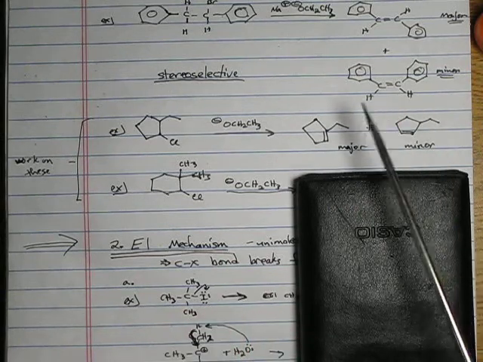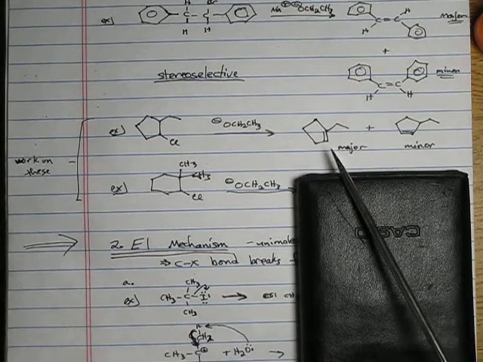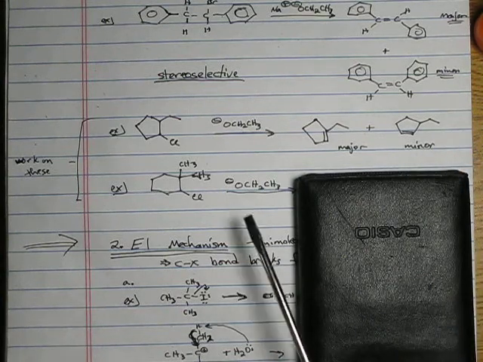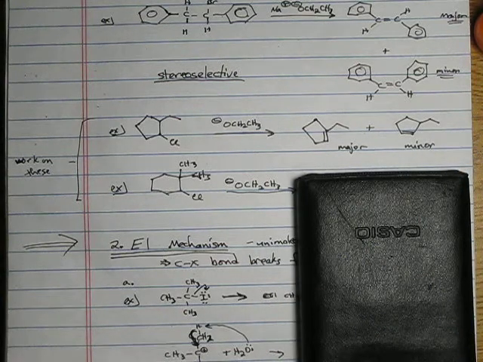Note that this is the major product since it is tri-substituted. This is the minor product since it is di-substituted. What will happen when we run this reaction?